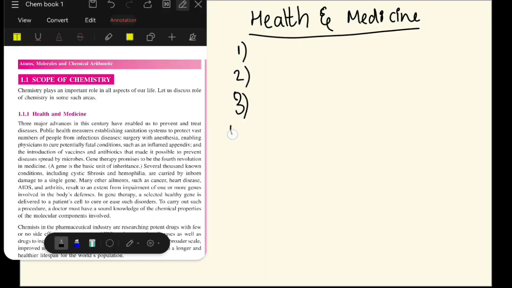Okay, the first way that chemistry helps us in health and medicine is the development of sanitary system. What does sanitary system mean? Hygiene, sewer system, water system, etc. So you can say chemistry helped us develop such systems which protected large populations from getting diseases.